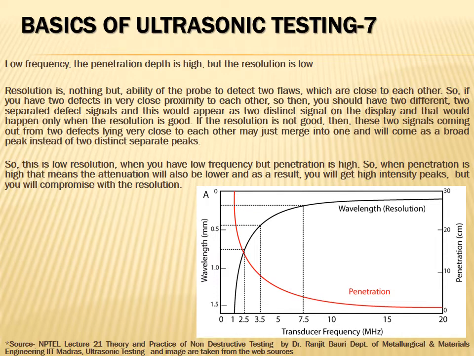Before going to the selection of frequency, I want to show you the image on that slide. On the x-axis there is the transducer frequency, and on the y-axis there is the wavelength. When we increase the frequency, the red color shows the penetration is low. But at the same time, when we increase the frequency, the resolution is high. So these two parameters are the most important while selecting the frequency.